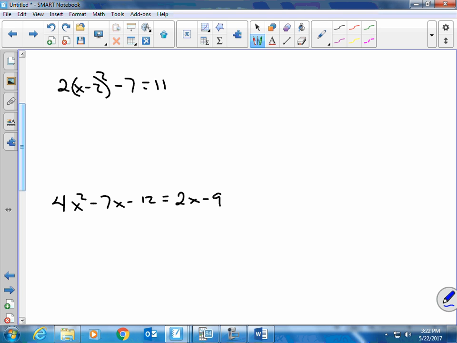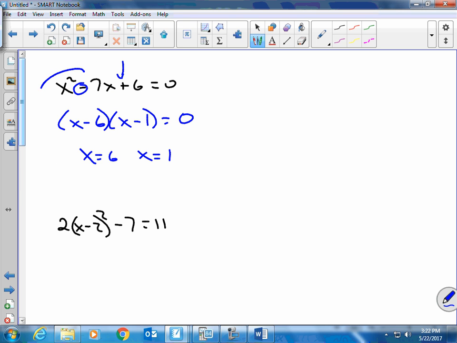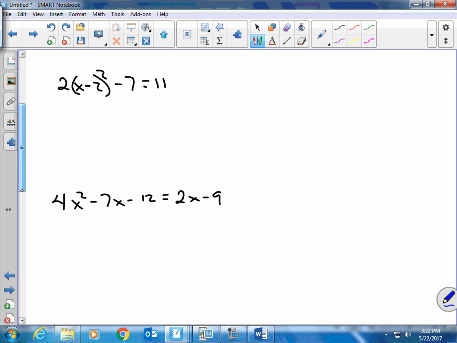Why? Because remember when we factor, and when we complete the square, my equation must be set equal to 0, and it must be in the form ax squared plus bx plus c, kind of like the one we had above. In order to use a quadratic formula or factoring, it's got to be in that form. This one isn't even close. It has this single x squared term.